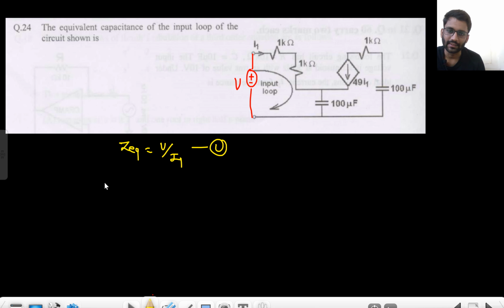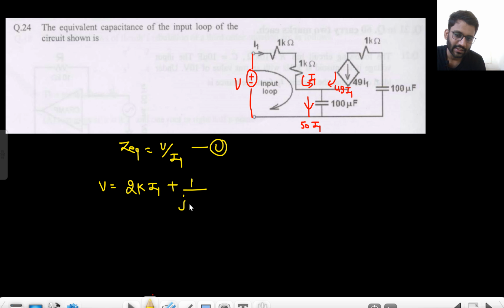Okay, so let's see what V is. V is equal to, tell me one more thing. If there is I1 current coming that way and 49 I1 current coming that way, how much current is coming here? 50 I1, right? I1 current coming here, 49 I1 current, total 50 I1. So V is equal to 2 kilo ohm into I1 plus 1 by j omega C, 100 microfarad, into 50 I1, right?